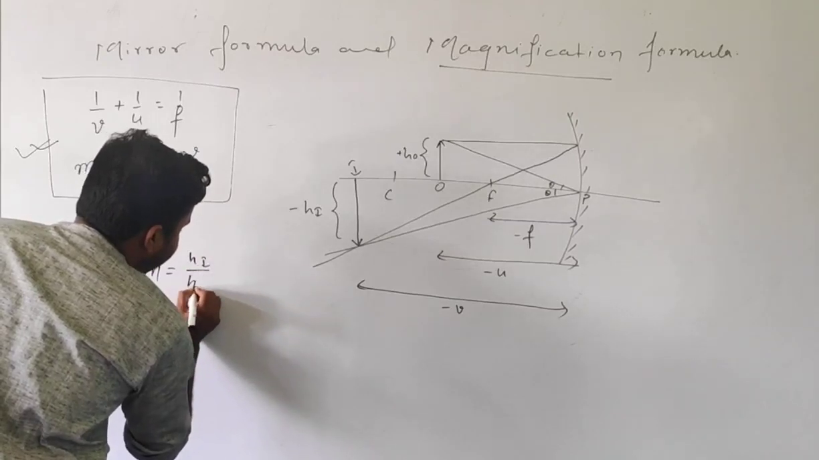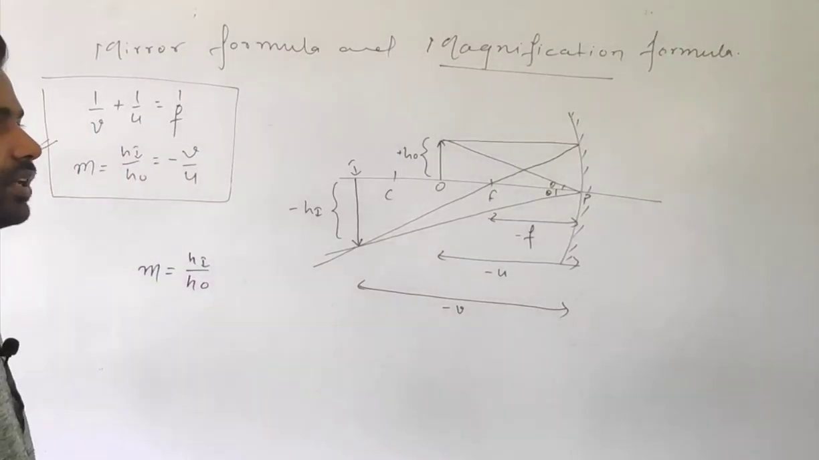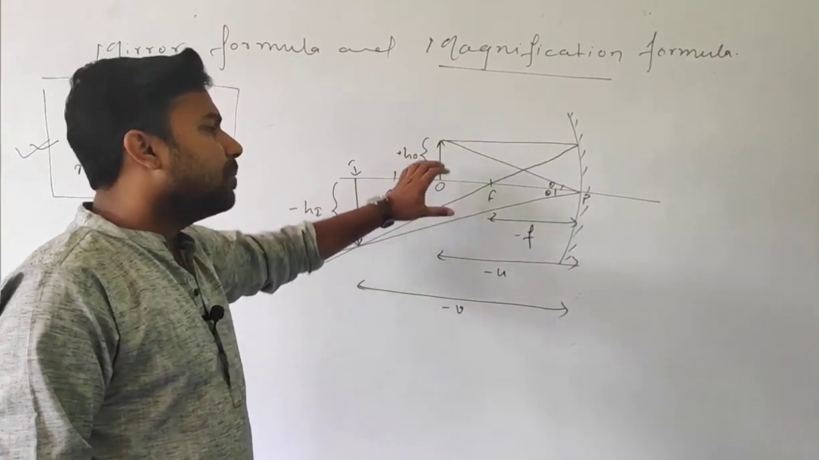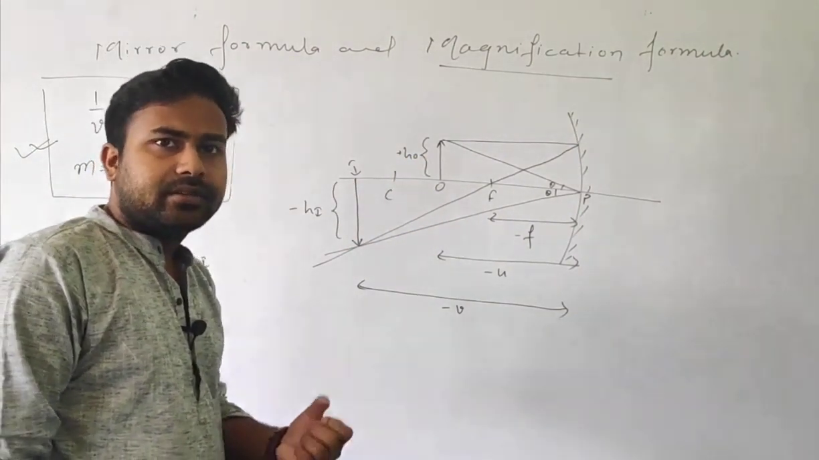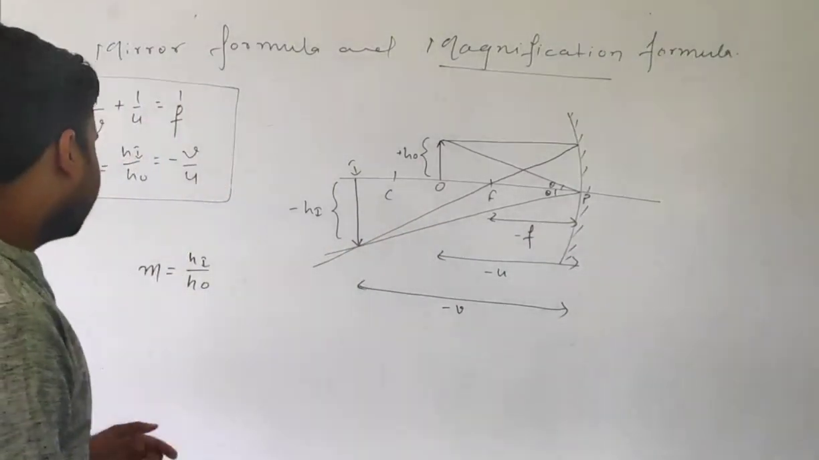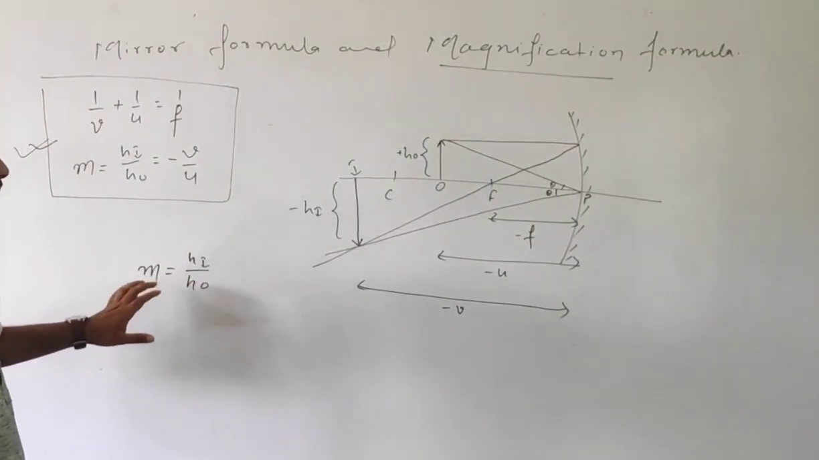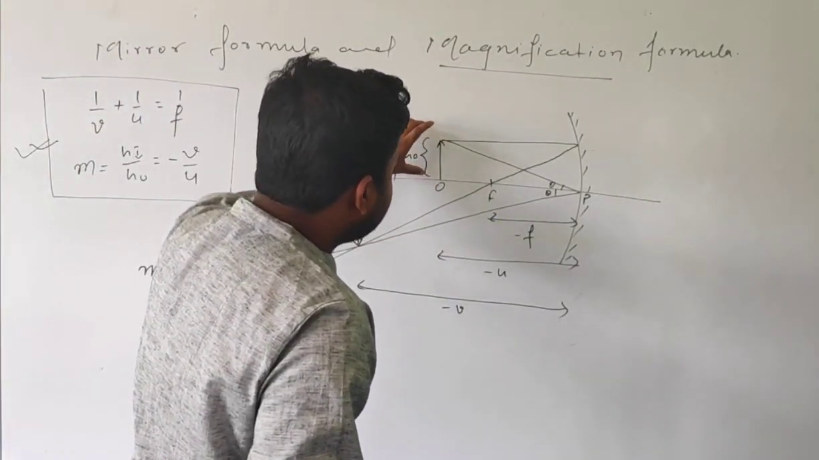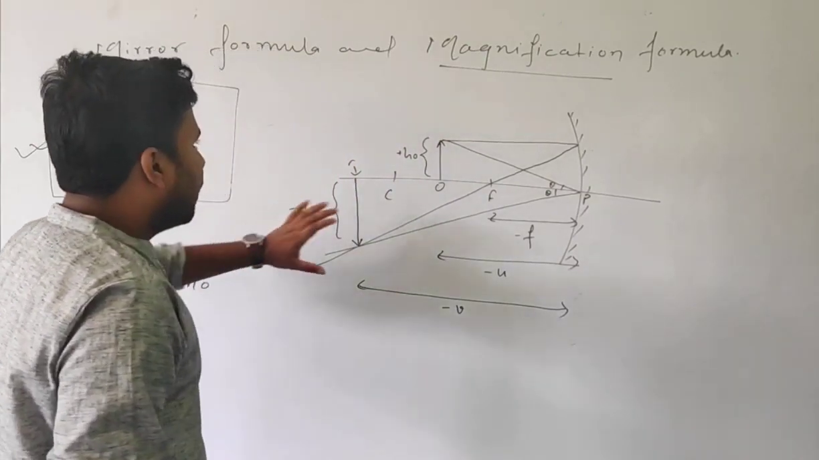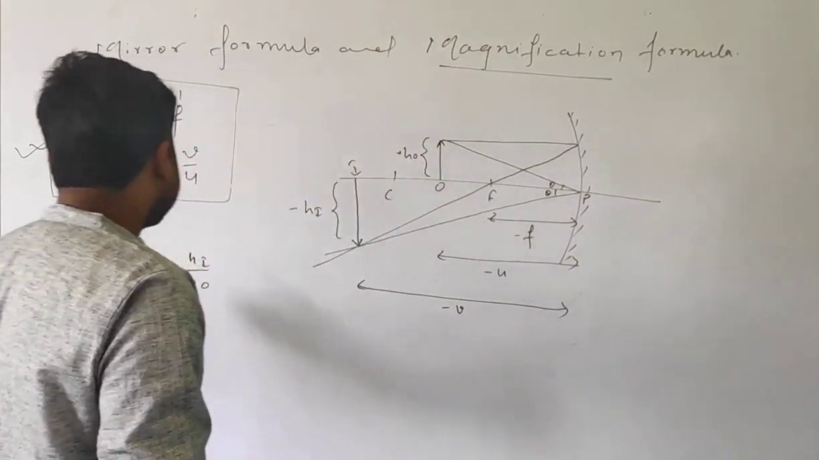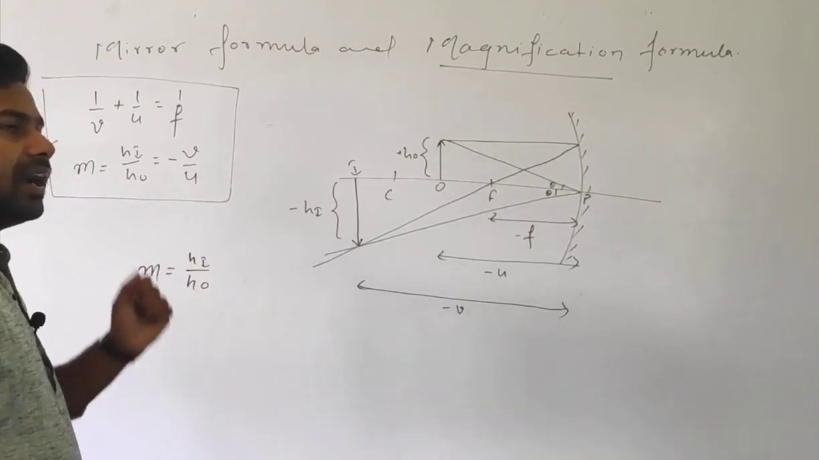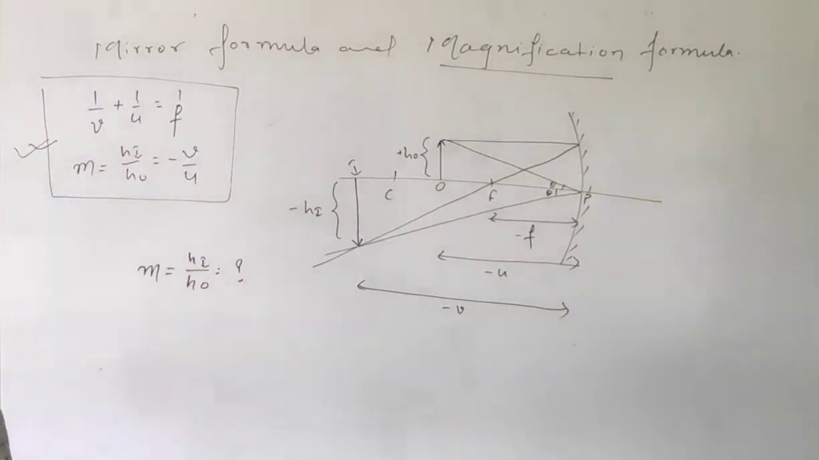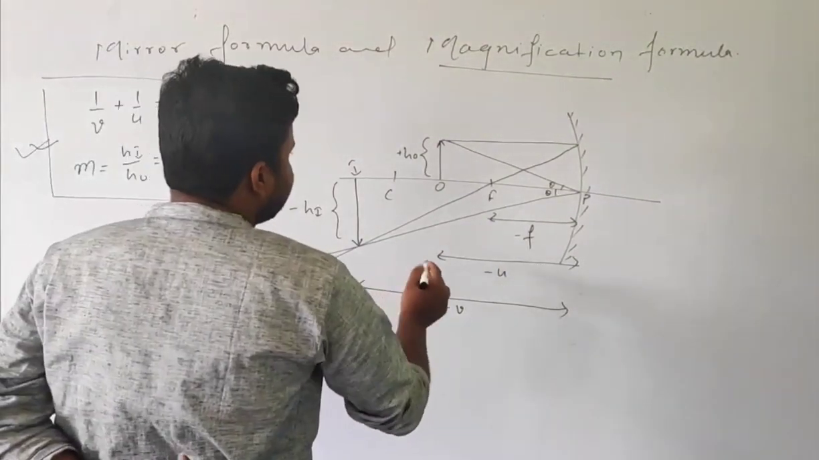How do you define it? Height of image divided by height of object. Like how much bigger the image is compared to the object, you get it by division. So the magnification of this spherical mirror is height of image divided by height of object. This is equal to what? We'll discuss. Wait, look at this students.